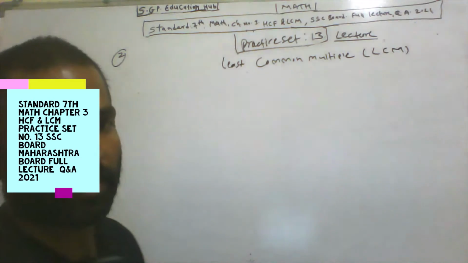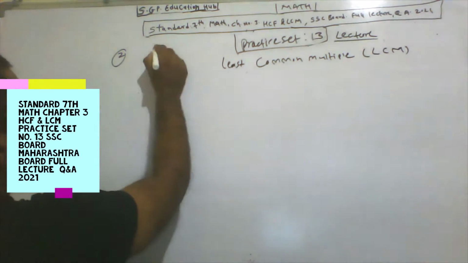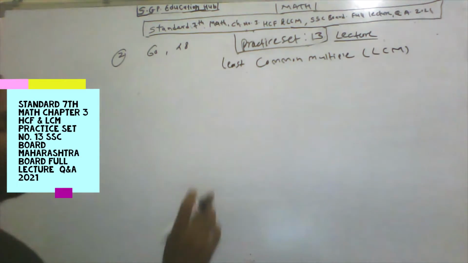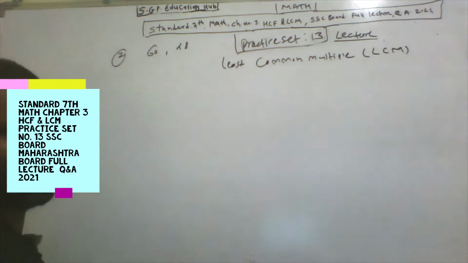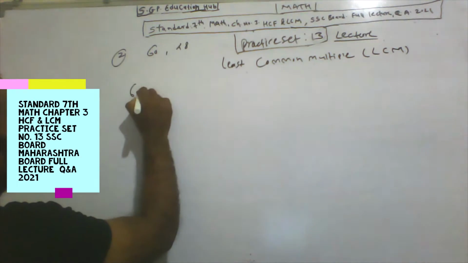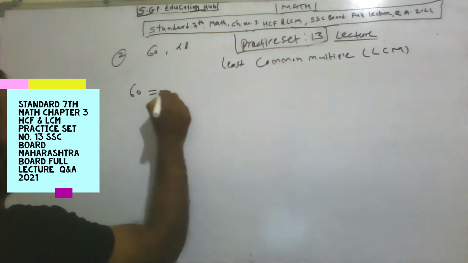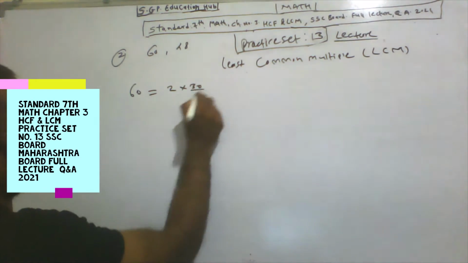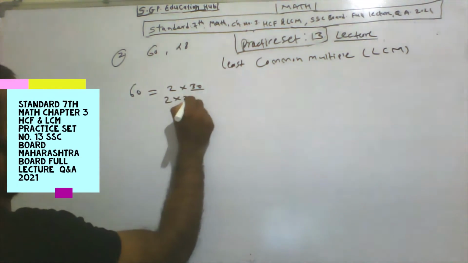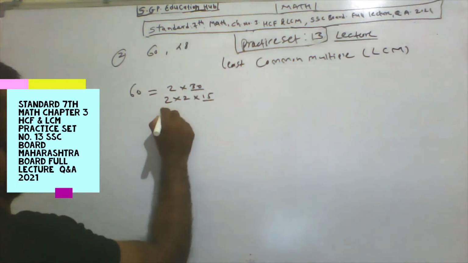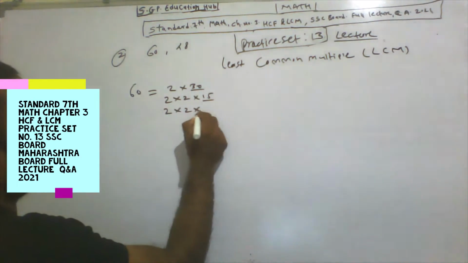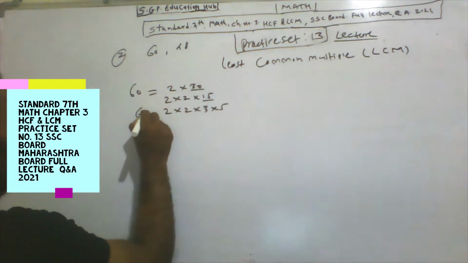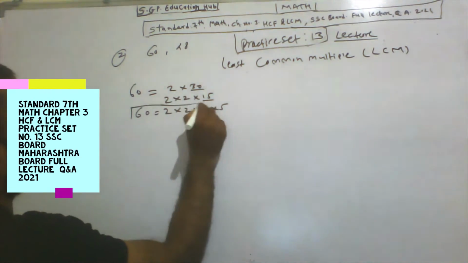Let's do another example. Let's solve 60 and 48. Let's do it with the horizontal method which we learned in the last standard. Find out the prime factors of 60 and 48. 60 is 2 into 30, factorize the 30: 2 into 15, then 3 into 5. These are the factors of 60.